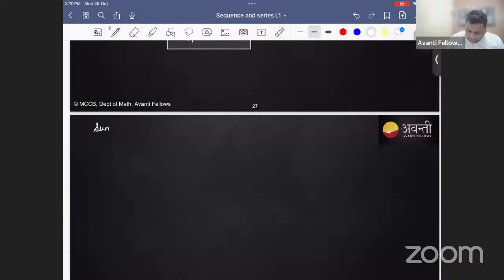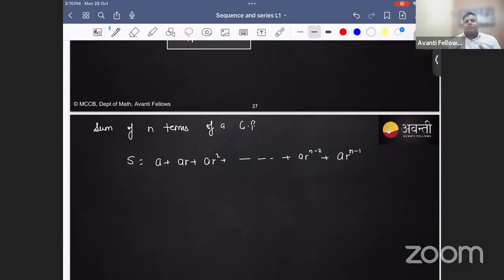Now, sum of n terms of a GP. In a GP we have A plus AR plus AR square and so on, AR to the power n minus 2 plus AR to the power n minus 1. This is the sum of n terms of a GP. Now let's do one thing. Let's multiply this series with the common ratio R and write the series again.